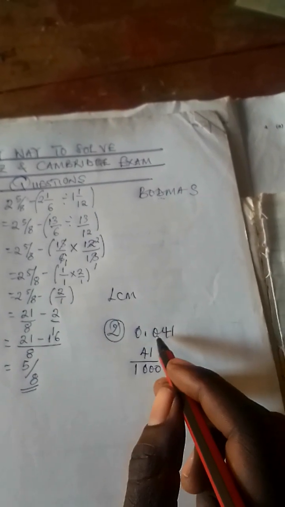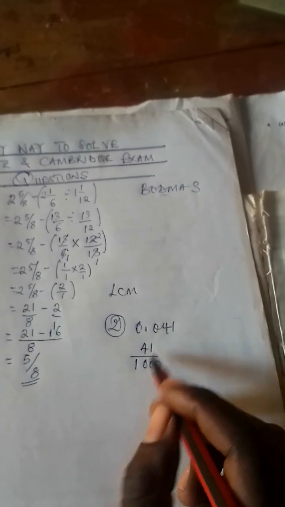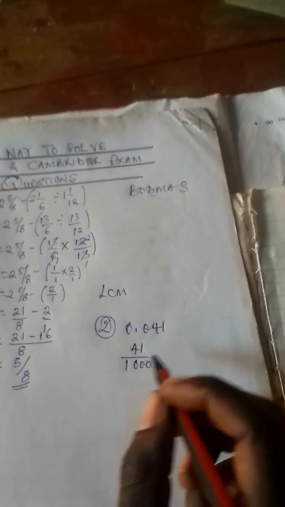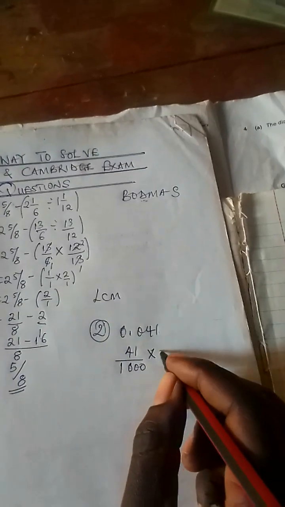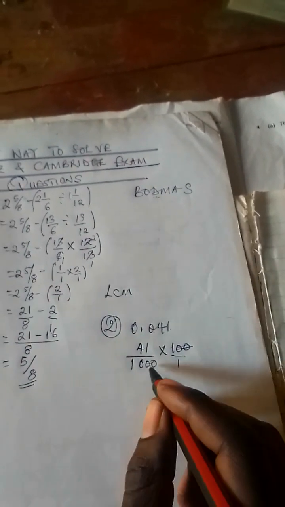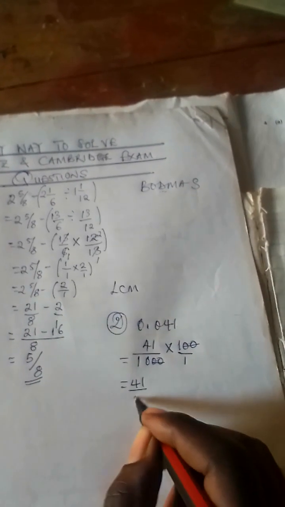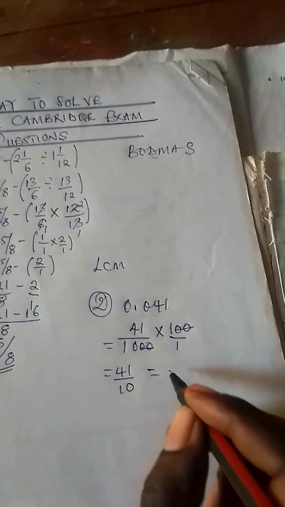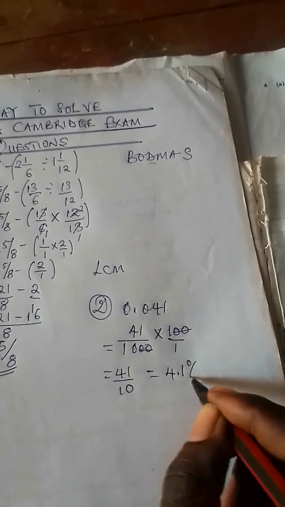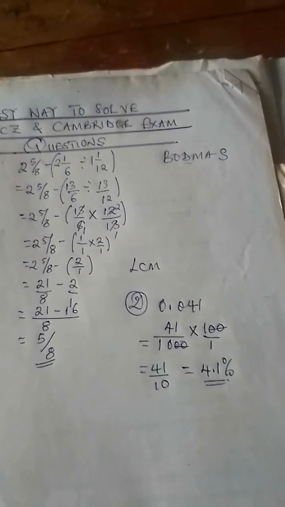If we had 0.41, just like that, we are going to have 41 over 100. Okay, so multiply, because we know a percentage is always out of 100, so we multiply by 100. Then you can see that the zeros and these zeros will cancel. What I'll have there is 41 over 10. Then if you work out this one, you will discover that your answer is actually 4.1. So meaning you have expressed this one as a percentage.